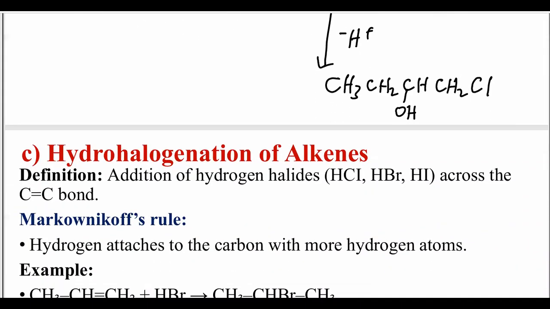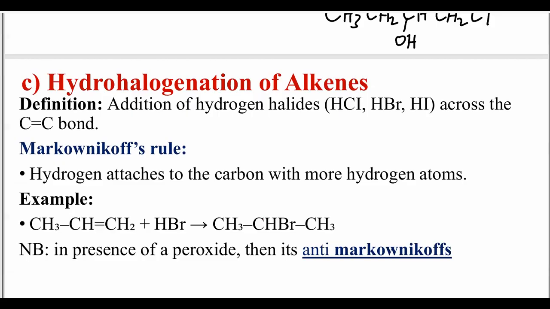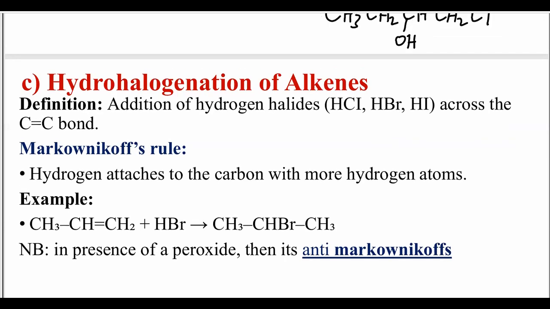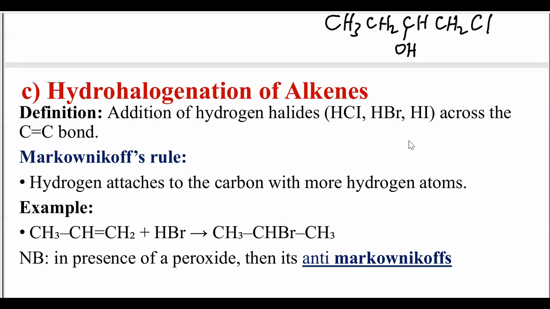Now remain on the call, and then we go to what people have been asking. Hydrohalogenation is the one we call the addition of hydrogen halides, the one I also called at the beginning the halogenic acids. So these are the halogenic acids: hydrogen chloride, hydrogen bromide, hydrogen iodide. We are saying it is addition of these hydrogen halides across the double bond.